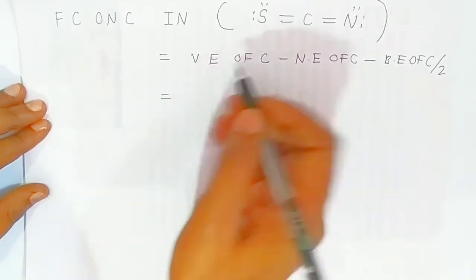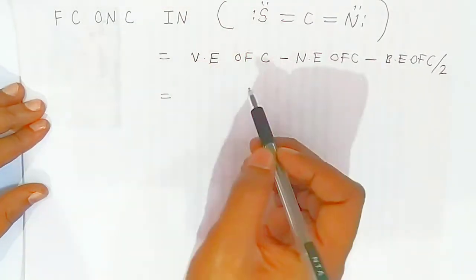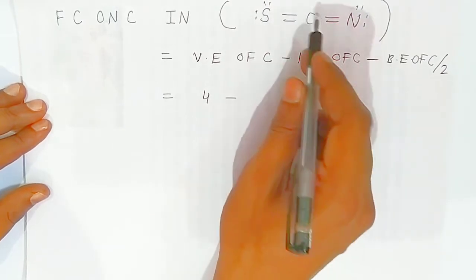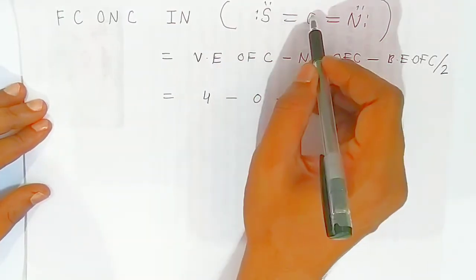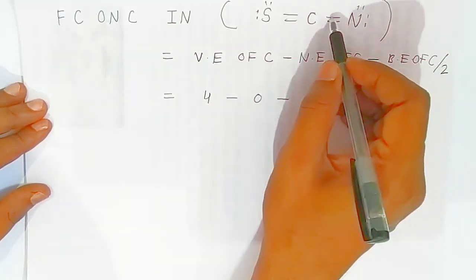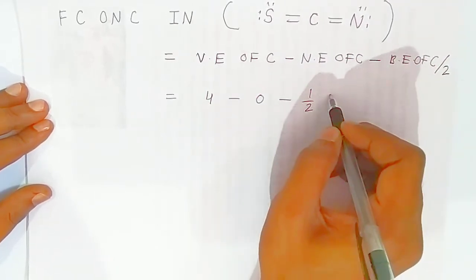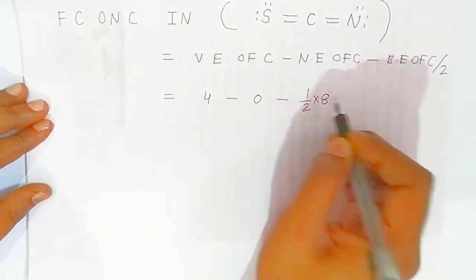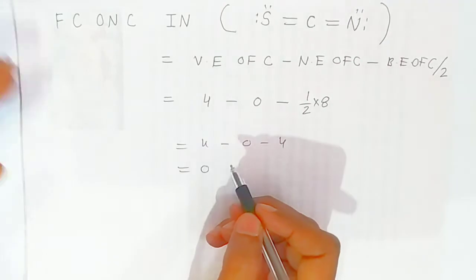Okay students, now valence electron students, carbon atomic number is 6 and the electronic configuration of carbon is 2, 4. So 4 will be the valence electron, minus non-bonding students, there are no non-bonding electrons when you see the structure. So 0. And bonding electron, carbon is at the center. Now it has 4 bonded lines. So one bond line contains 2 electrons, so it has 8 electrons present as bonding electrons in the carbon. So you have to half it. So you will get 4 minus 0 minus 4, that is 0. There is no charge on carbon.